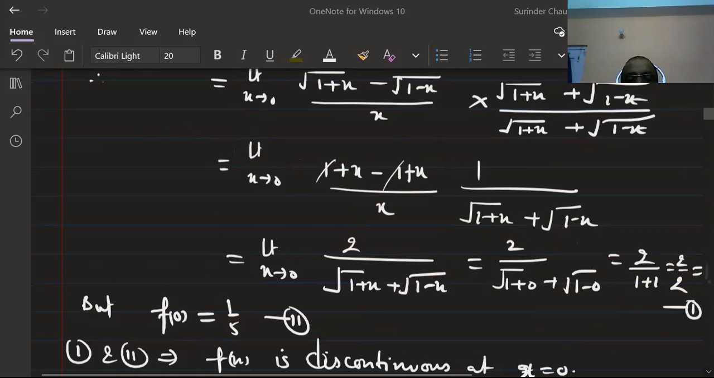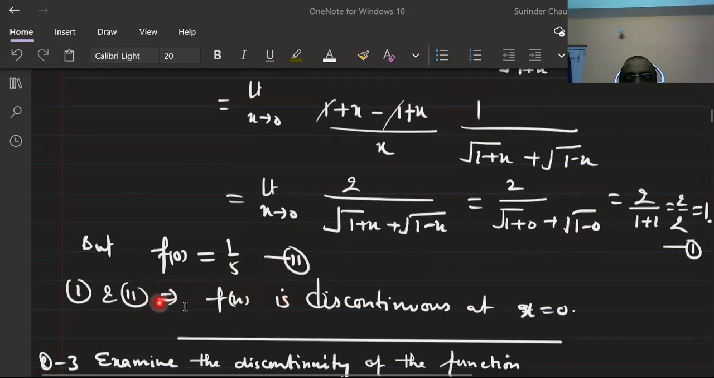Both limits are equal, but the value of the function at 0 is equal to 1 by 5. If we replace the value of f(x) at 0 by 1, now we can make this function continuous. So again, the first check implies the function is discontinuous and this discontinuity is a removable discontinuity.